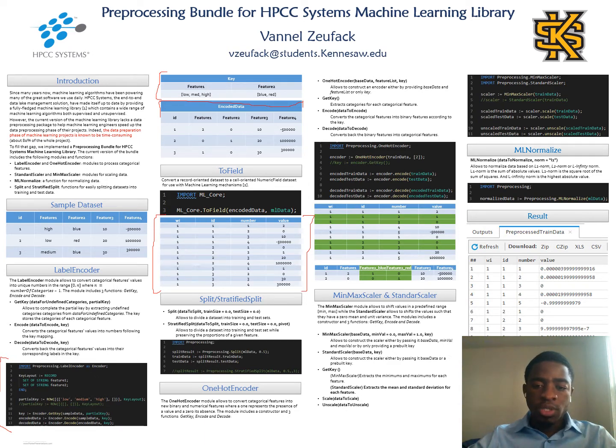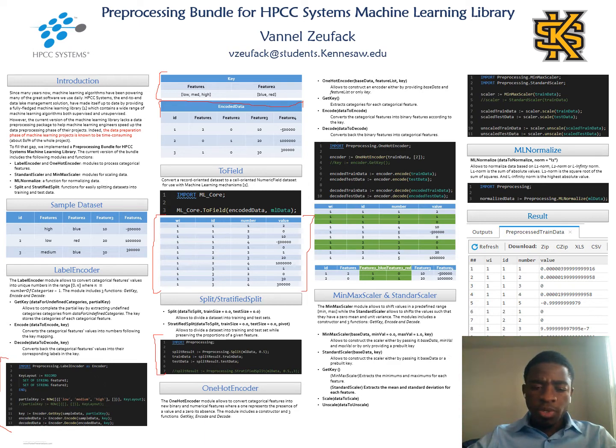Once you have a numeric field dataset, you can split your dataset using the split function or the stratify split function. You will provide the data and then the training size or the test size. If you want to maintain the proportions of one of your features, you can use stratify split and specify the index of that feature. This code snippet is just a sample to show how those functions could be called.